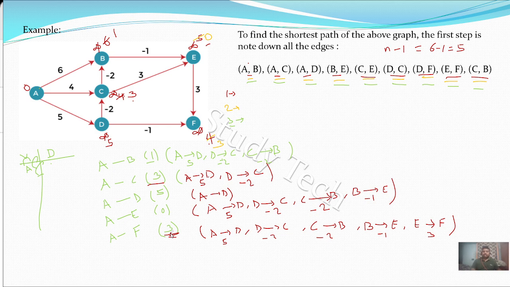So this is the single source shortest path algorithm, the Bellman-Ford algorithm, by using the greedy method. In the next class, we can discuss the drawback of the Bellman-Ford algorithm.